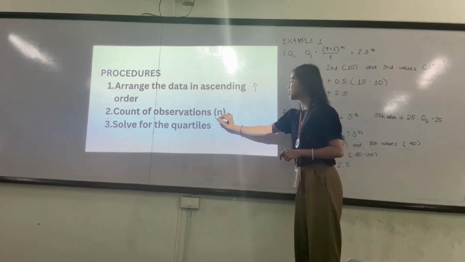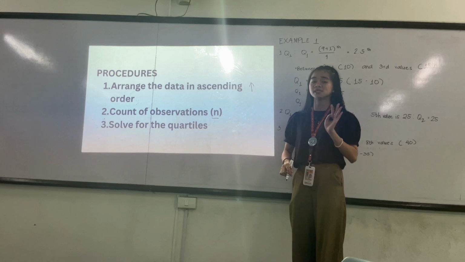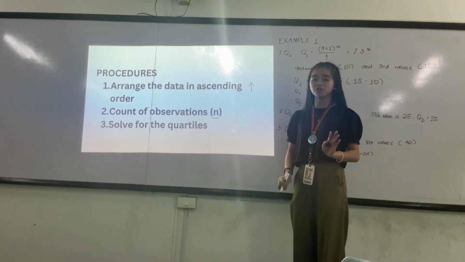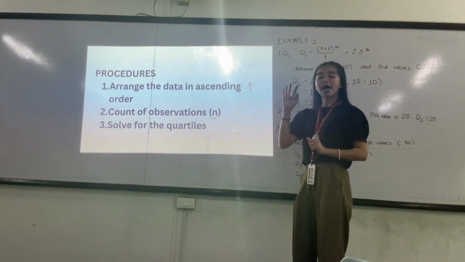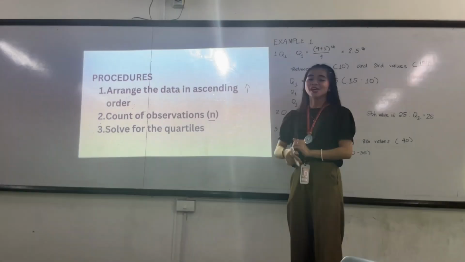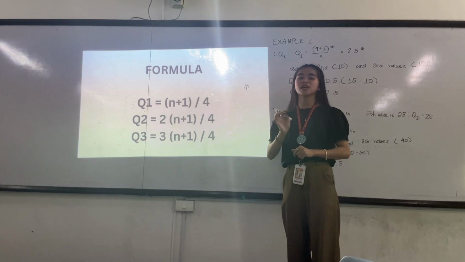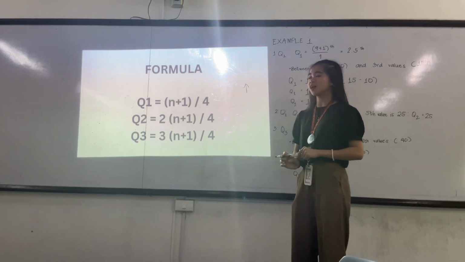Observations, or n. So when we say count of observations, it is simply known as the samples or the data given in the problem. Next, or the last step, is to solve for the quartiles. So I have prepared 5 examples to better understand the quartiles for ungrouped data.